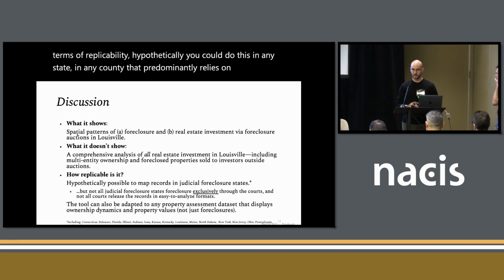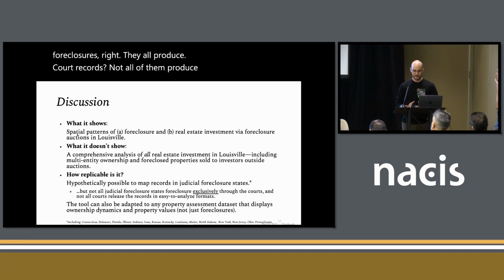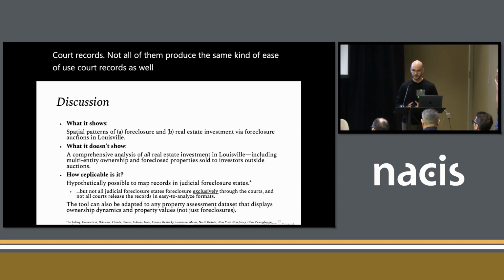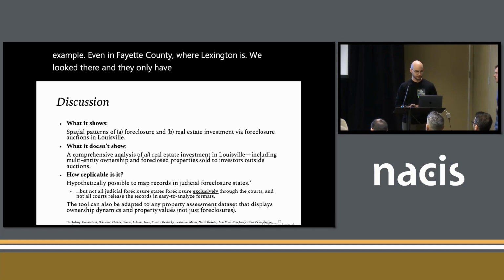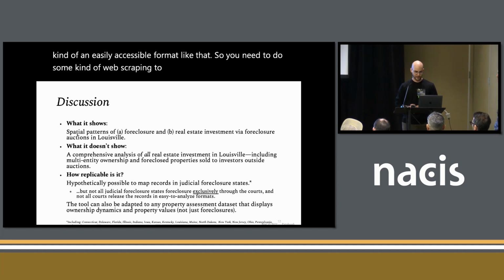In terms of replicability, hypothetically, you could do this in any state and any county that predominantly relies on judicial foreclosures, right? They all produce court records. Not all of them produce the same kind of easy-to-use court records as an Excel spreadsheet. For example, even in Fayette County, where Lexington is, we looked there and they only have foreclosure records for, I think, the past year, past 6 months. And it's not in an easily accessible format, so you need to do some kind of web scraping to get that into a format to use.